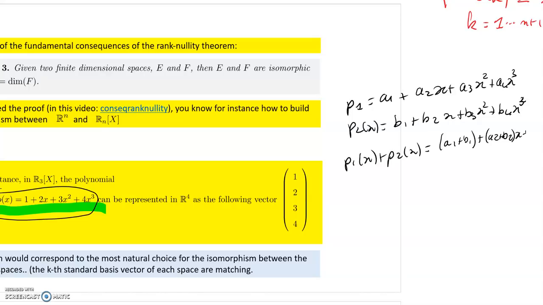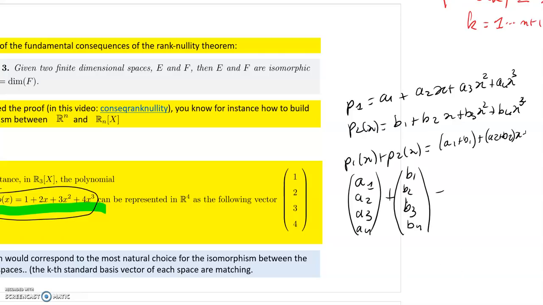But you could also use the vector representation and say that p1 could be represented by the vector a1, a2, a3, a4, and p2 is going to be represented by the vector b1, b2, b3, b4. And the sum of those vectors is just, as expected when you're summing vectors, a1 plus b1, a2 plus b2, a3 plus b3, a4 plus b4.